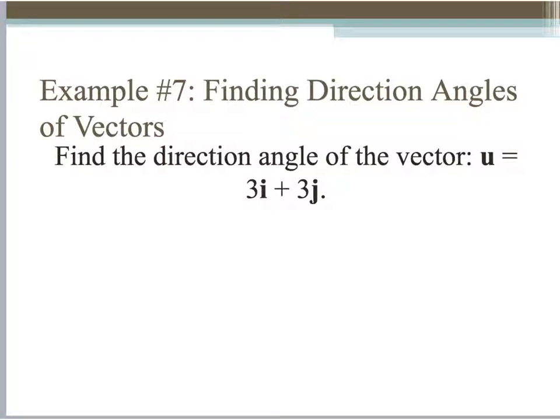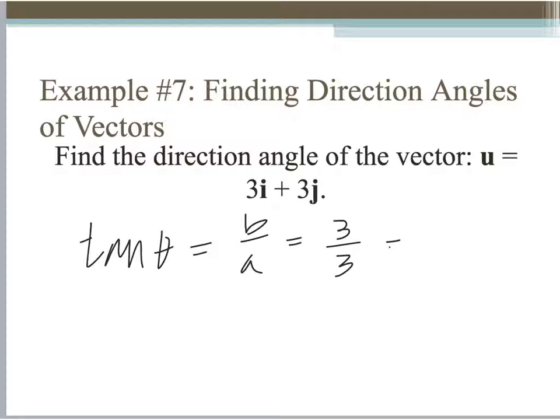So in example 7, we're going to apply the basic portions of direction angles. It says find the direction angle of the vector u equal to 3i plus 3j. This one is an okay problem. I don't really care for it because it's using the same number, but the main thing that you need to understand is that if I wanted to find the direction angle, I could simply use tangent theta, because remember, this 3i is kind of like in the cosine position and 3j is in the sine position. So this would be b over a, which would be 3 over 3, which is 1.